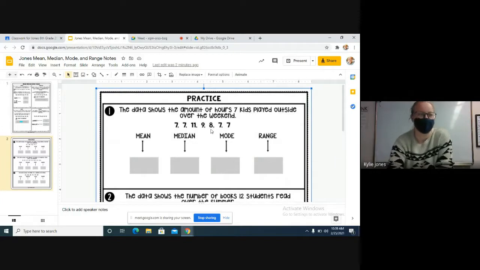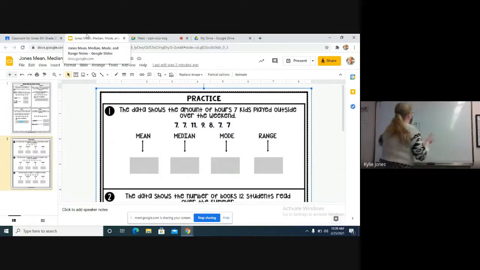Okay, I don't know how. This kid played for 8 hours outside, and the last 2 kids played for 7 hours outside over the weekend. That is a lot of time outside. So, what I like to do, I'm just going to do all of this behind me up on the board. So I'm going to go out of our screen in just a second.